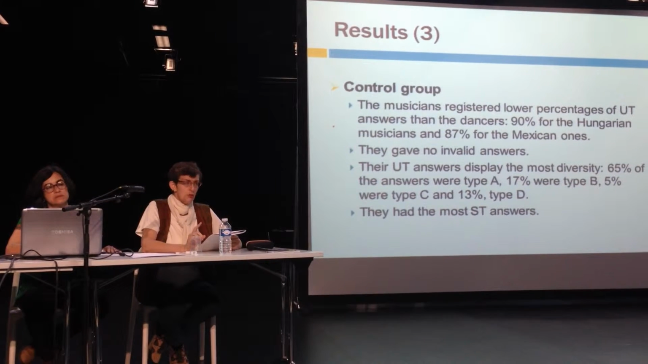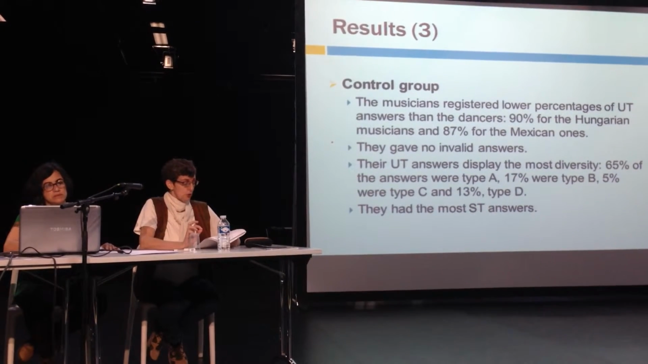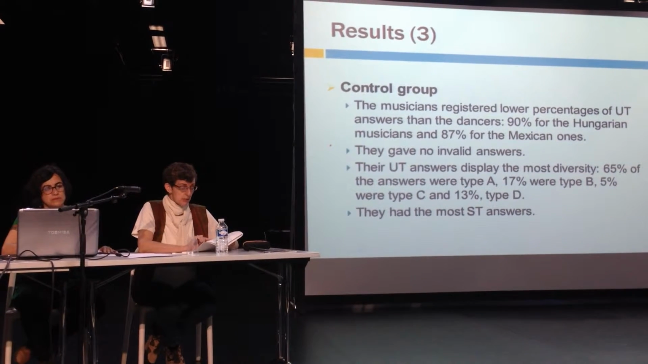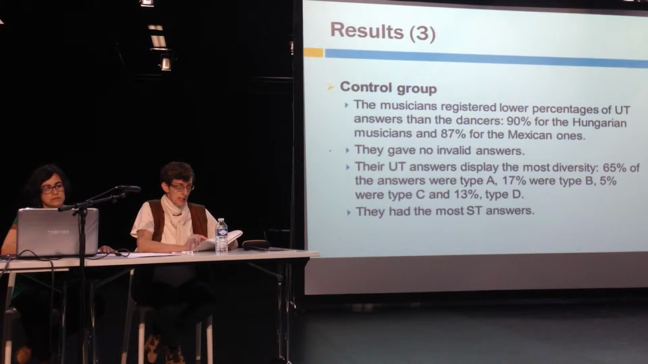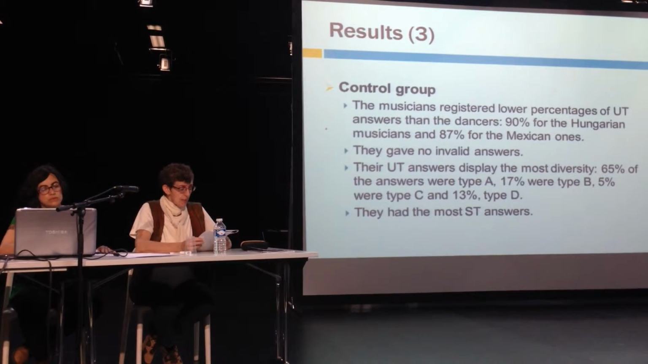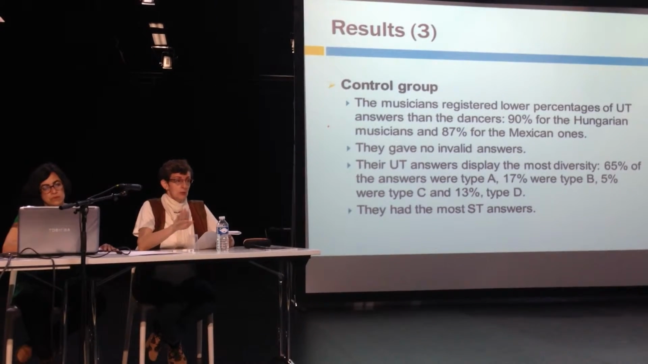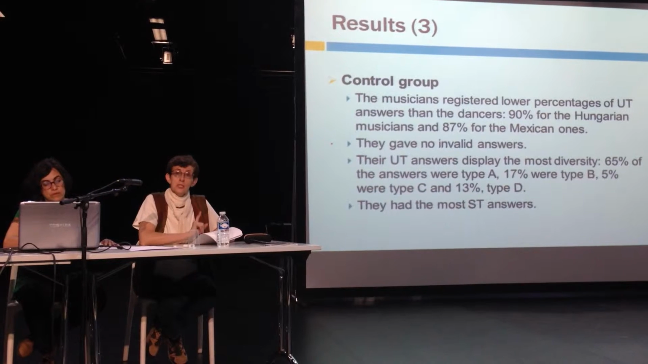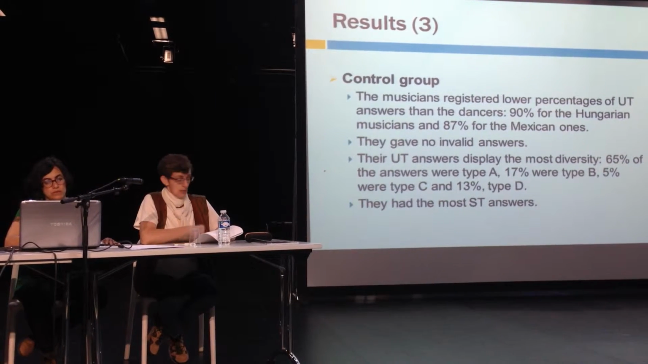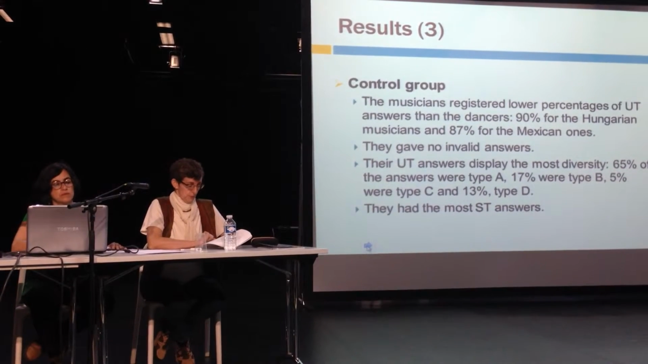Nonetheless, it is interesting to note that in both cases, the musicians registered lower percentages of UT answers than the dancers, 90% of the Hungarian musicians and 87% for the Mexican ones. The control group's results show that they gave no invalid answers, their UT answers displayed the most diversity, and they had the most ST answers.